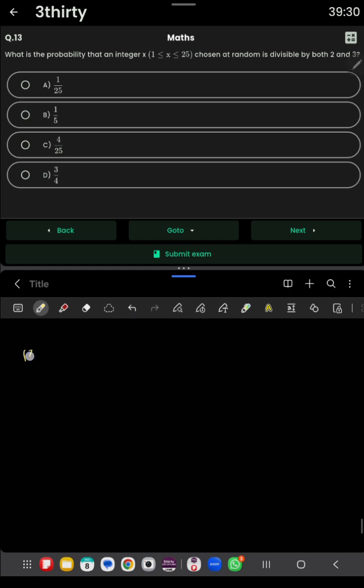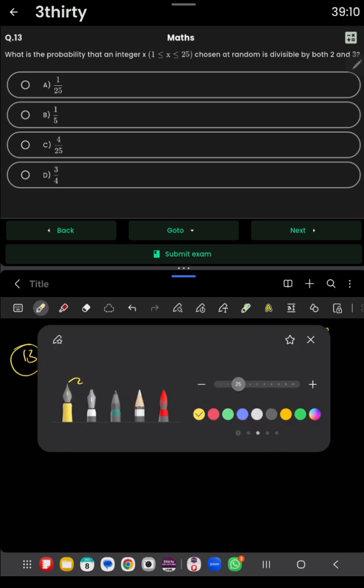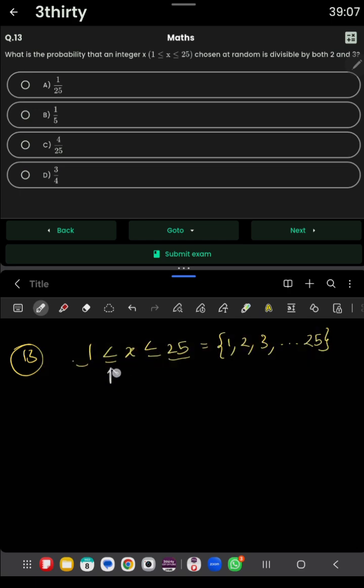What is the probability that an integer chosen at random, so I have x between this range here. Okay, so the integers within this range are 1, 2, basically all the numbers up to 25. So 1 and 25 are included because of the equal sign in the inequality here. Then chosen, we say is divisible by both. So let's look at the question. What's the probability that an integer, so we've listed all the integers here, chosen at random is divisible by 2 and 3? So what numbers are divisible by 2 and 3 here? We need to write them here.